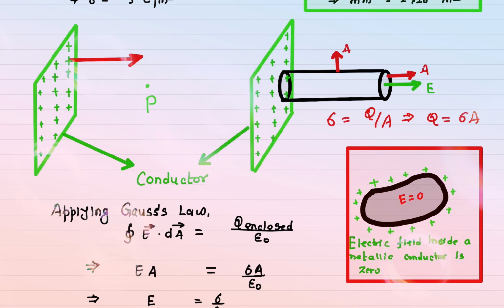You can choose any arbitrary surface, but if you choose any arbitrary surface, then doing the integration will be extremely hard. So in this case, the simplest case is the cylindrical case.